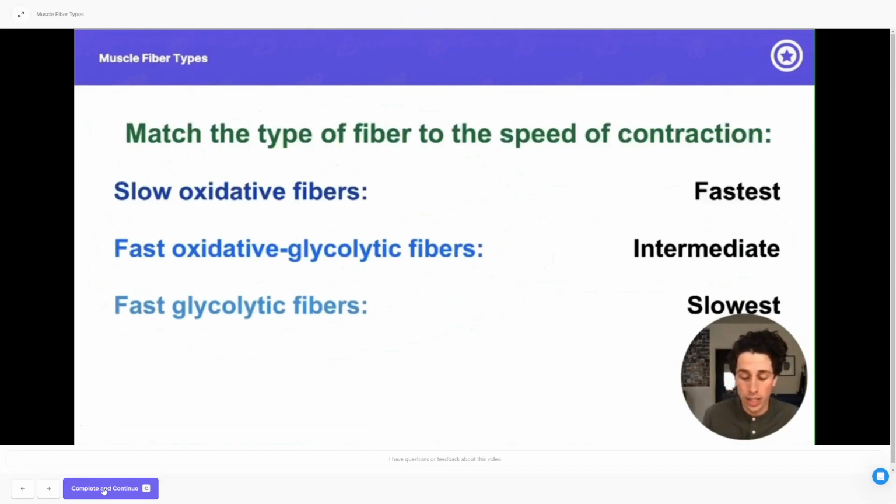All right, let's go ahead and answer these questions now. Let's do this little exercise right here. Go ahead and match the type of fiber to speed of contraction. If you want to, you can pause the video and try to figure this out on your own at first. We're going to just answer this real fast.